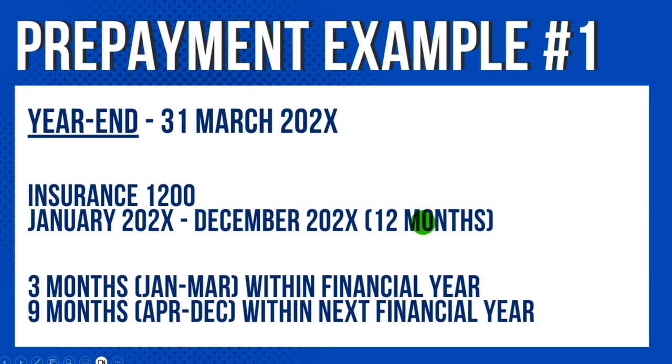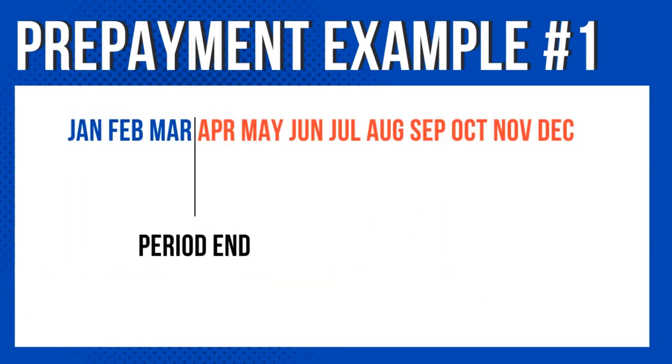Now, to help you understand this a bit better, I have this slide here. This is the period of cover at the top, and what separates it is the period end, the financial year end. So 3 months of cover are within the financial year that we're reporting, and 9 months are in the next financial year. So 3 and 9.